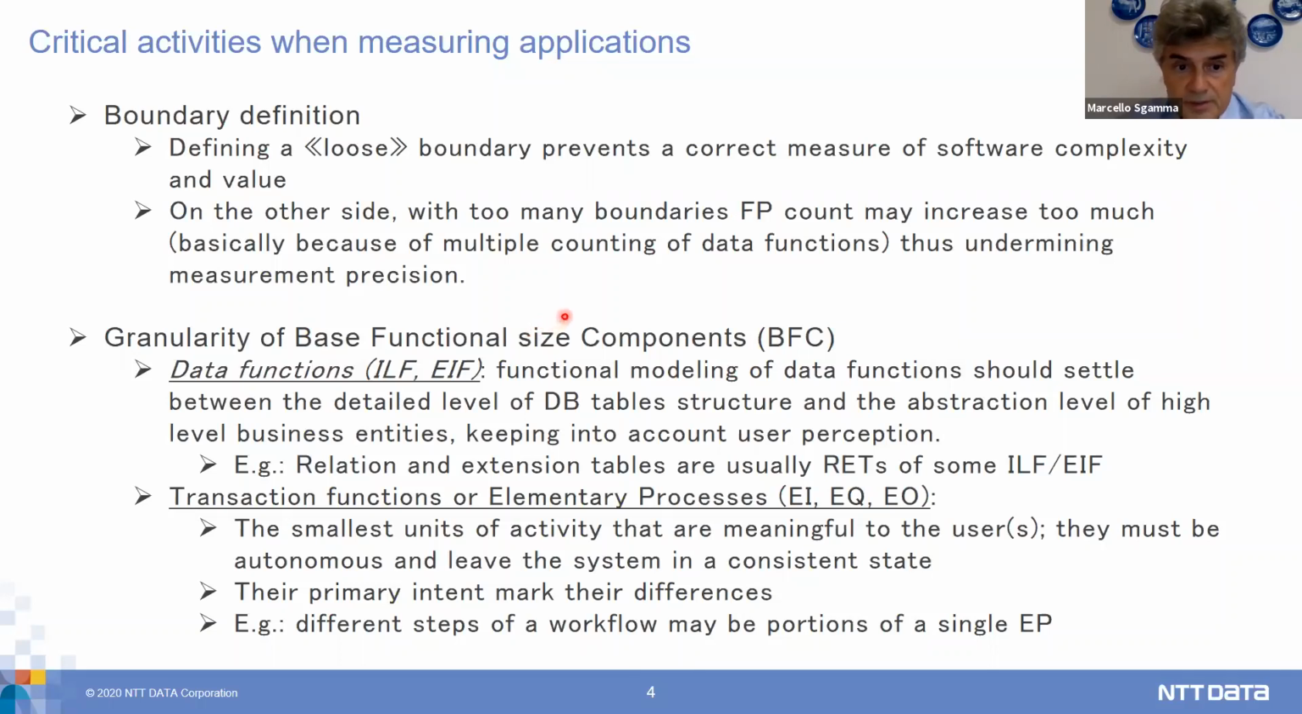The other big question is granularity of base functional size components. There is a historical issue on data functions, where functional modeling should settle between the detail level of DB tables and the abstraction level of business entities. An example is that relational tables are usually RETs of some ILF, but also when you consider a business entity, just like a customer, in order to correctly model it you often have to group tables. So you may have the anagraphical view, the fiscal view, the payment view of the customer, and they should be modeled as RETs of the same complex ILF. And this changes function point numbers a lot.